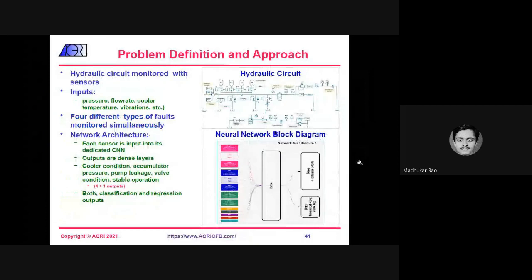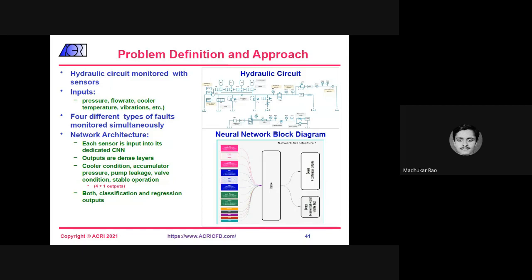Again, we are still moving to the PINN approach. We are still writing down the equations for that hydraulic circuit based on the relationship between, if you have a leakage, you have a loss of pressure, and so on. So we are still in the process of writing differential equations for those things.